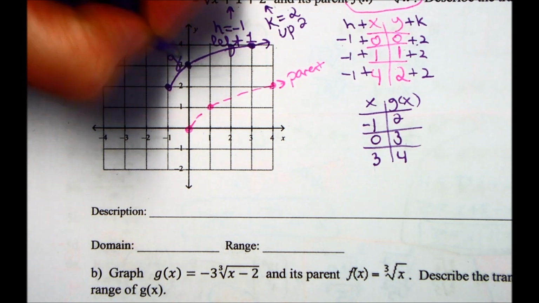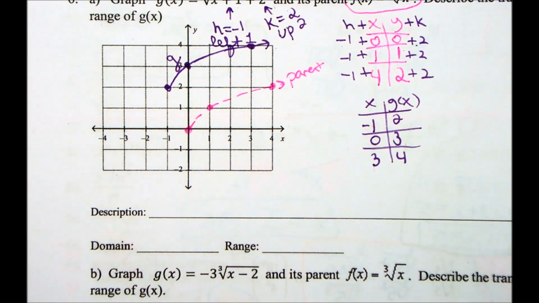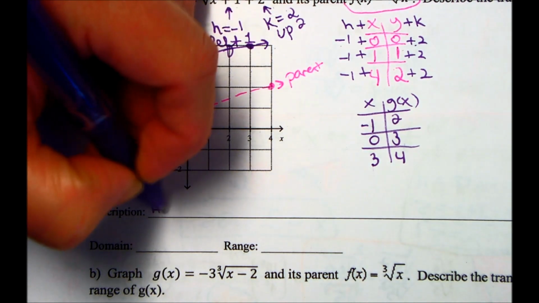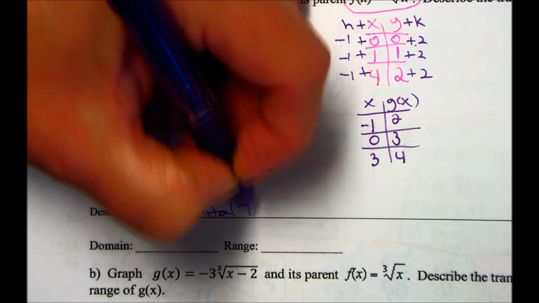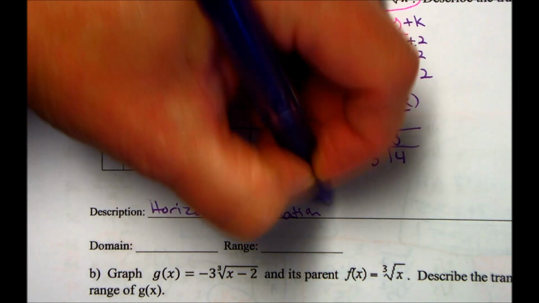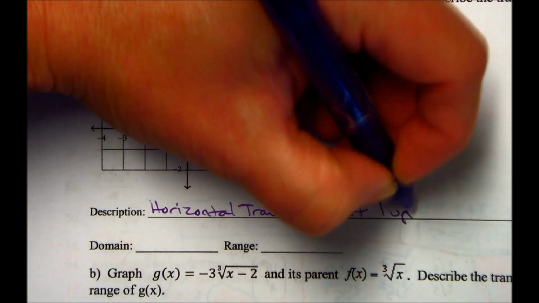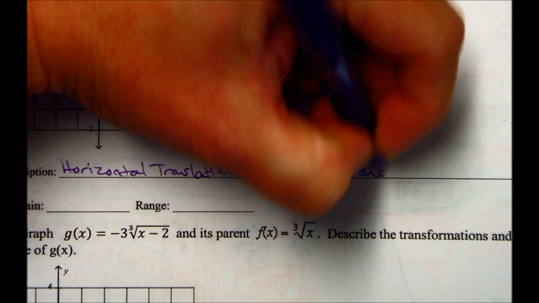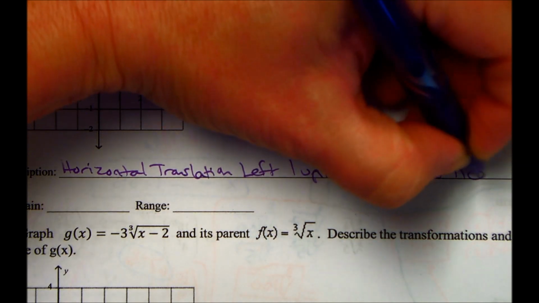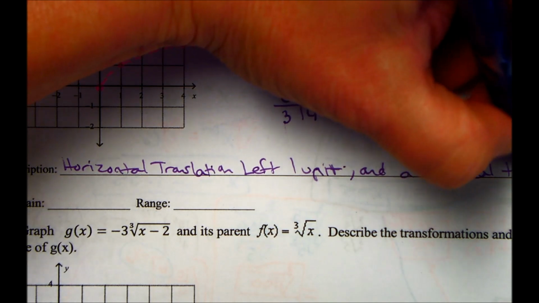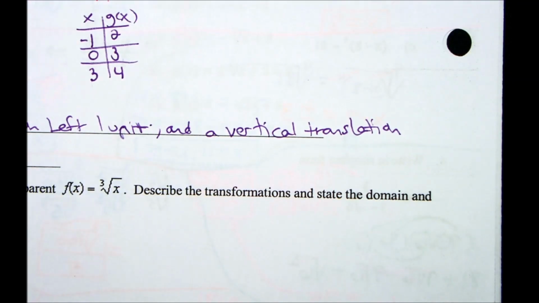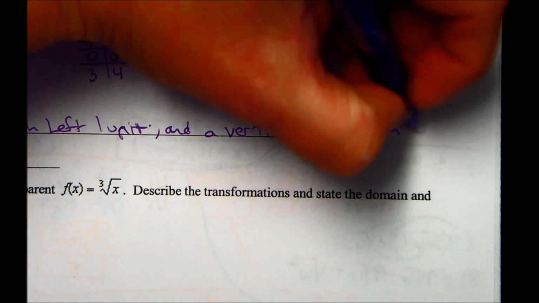And we're going to label this as G. So this was our parent, and this is G. As far as our description, since we went to the left 1, we would say that was a horizontal translation to the left 1 unit. And a vertical translation up 2 units.